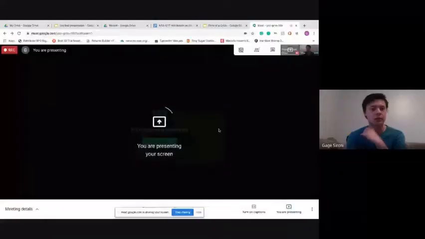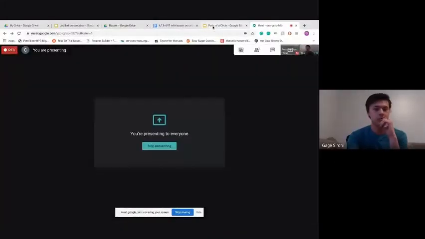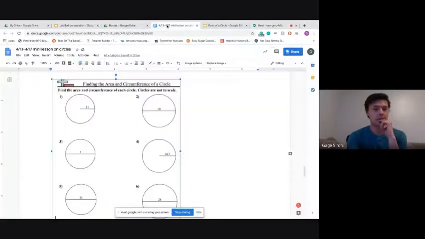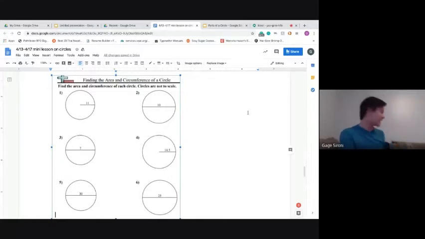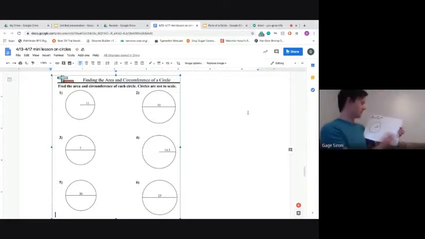All right. So let's take a quick look at some of the practice problems. Okay. So we have find the area and circumference of each circle. The circles are not to scale, which means there's no point in trying to measure them. All right. So for this first one, we have our circle, and it has a radius of 11 right here. Got a radius of 11.